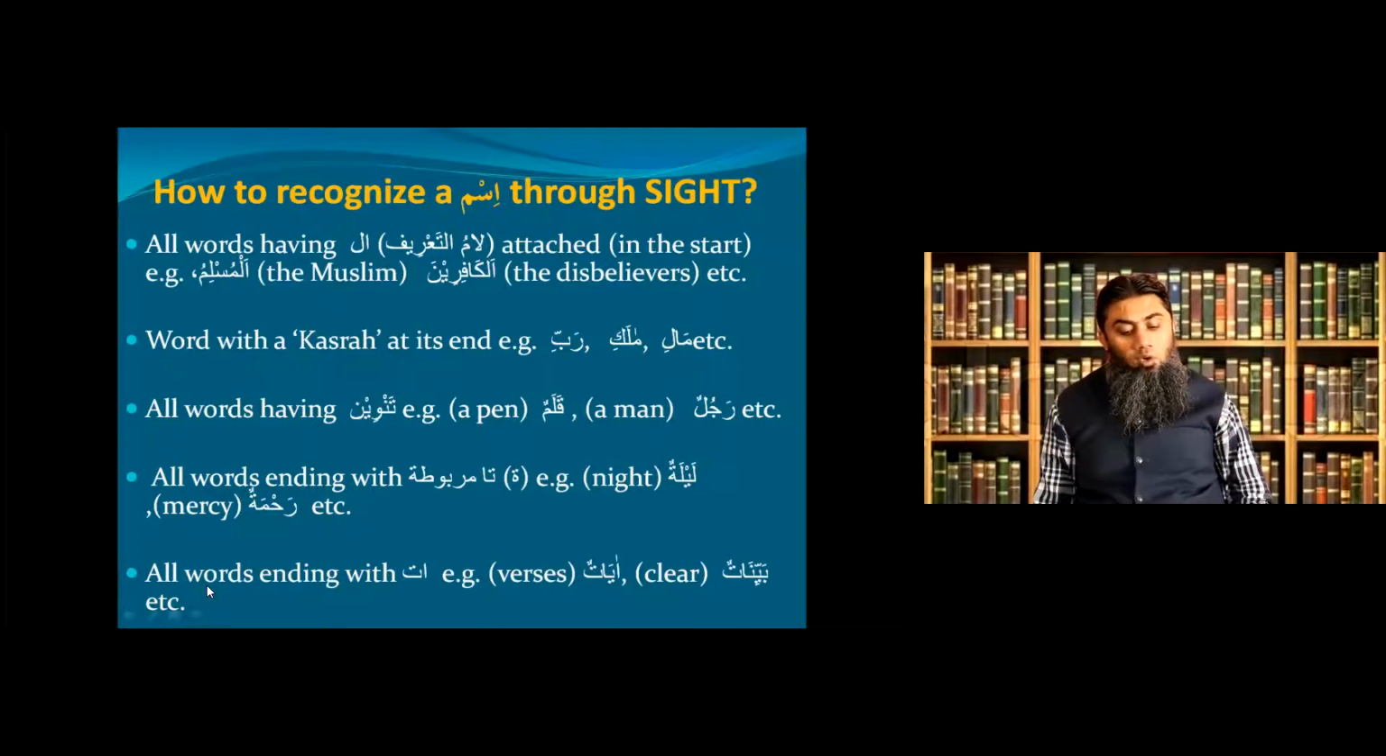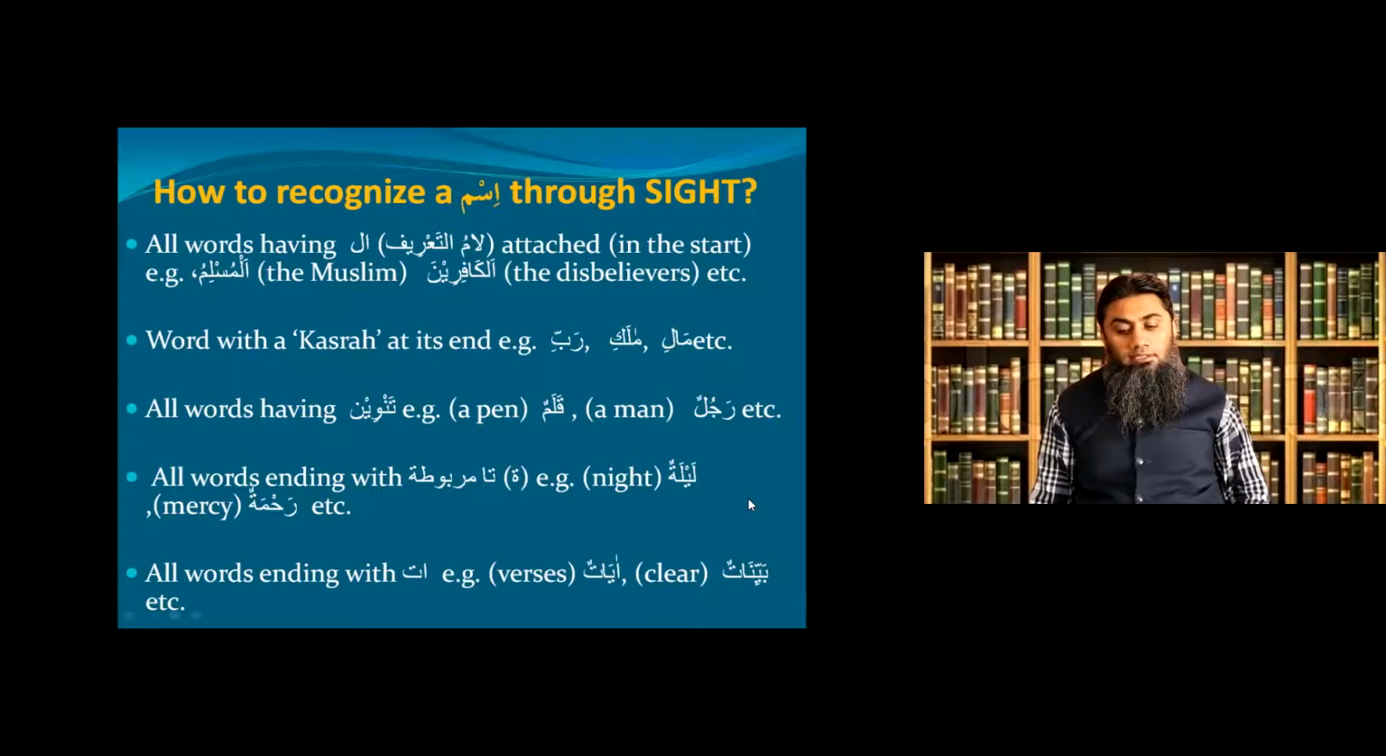Last category, all words ending with alif ta, not just ta, not just alif, alif and ta together. For example, ayatun, or it could be ayatu without tanween. You see alif and ta at the end, it's a sign this word is ism. Bayyinatun, you see this atun, it could be bayyinatu as well, by the way. With tanween, without tanween, it doesn't matter. The main sign is if it has alif and ta at the end, this is a sign that this word is ism. Inshallah, these 5 signs will help you to spot ism from the Quranic text. Inshallah, at the end of this lesson, I will show you how to use them.